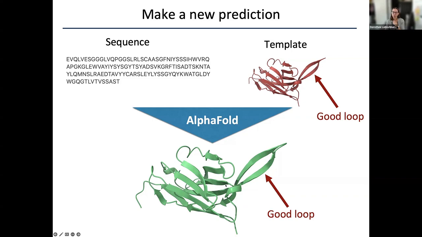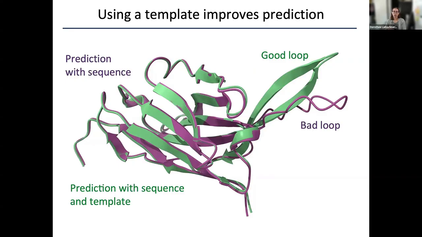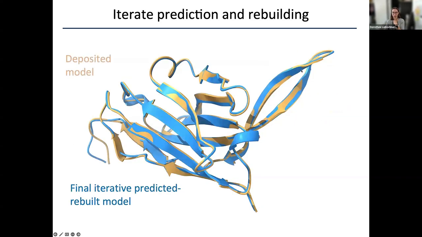And so the point is that this AlphaFold prediction then maybe also has better geometry in some other regions than our working model. So here's just an overlay of the prediction using the sequence alone in violet, where we have that bad loop, and in green, the prediction with the sequence and the template. So this well-predicted part still is good, but now we have that good loop that fits the density.